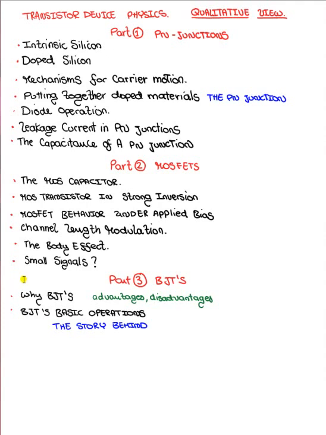Part 3 of these videos is going to talk about BJTs, or bipolar junction transistors. We'll start off by talking about the reasons for using BJTs, the advantages, the disadvantages. And then we'll give a little story indicating the basic operation of a BJT.